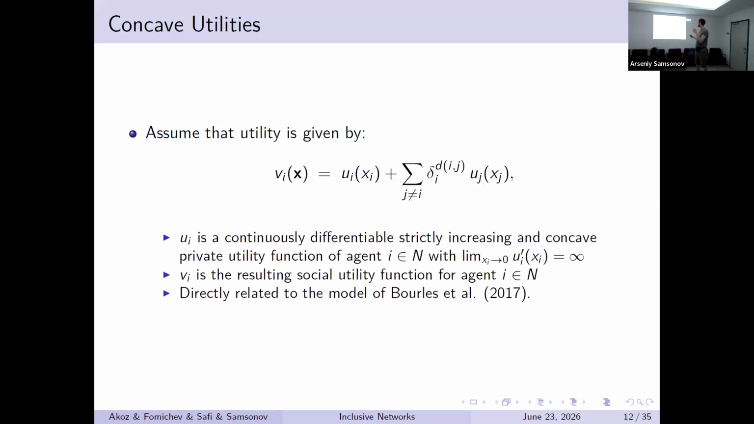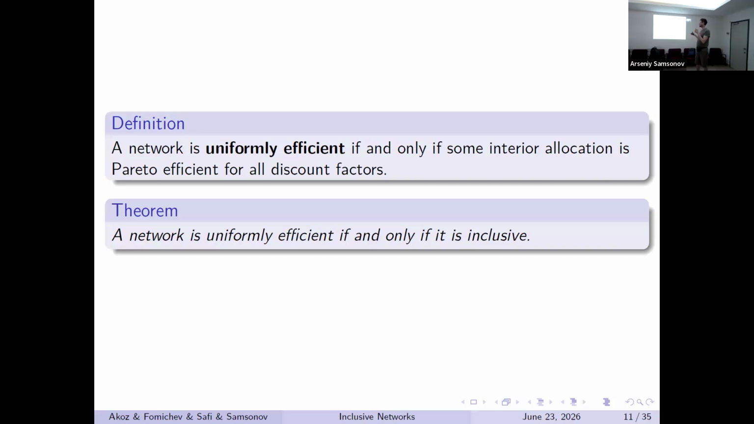The theorem. You almost forgot, yes, thank you. I'm surprised it's on the same slide. Okay, so a network is uniformly efficient, so it has this property, if and only if it is inclusive. That's our first result. So for example, this network on the board is not inclusive because it contains a claw, for example, and also it contains a paw, like this.